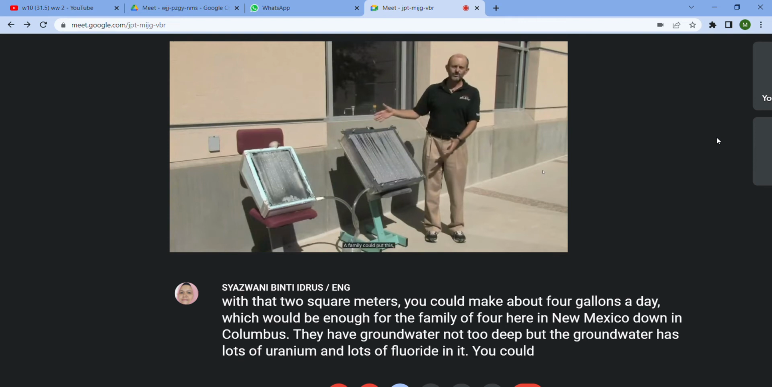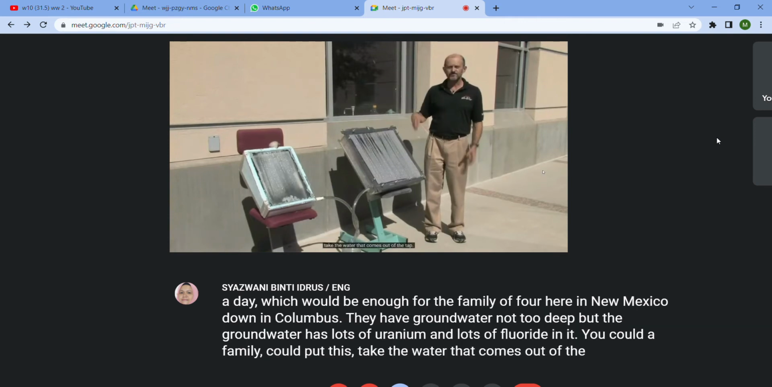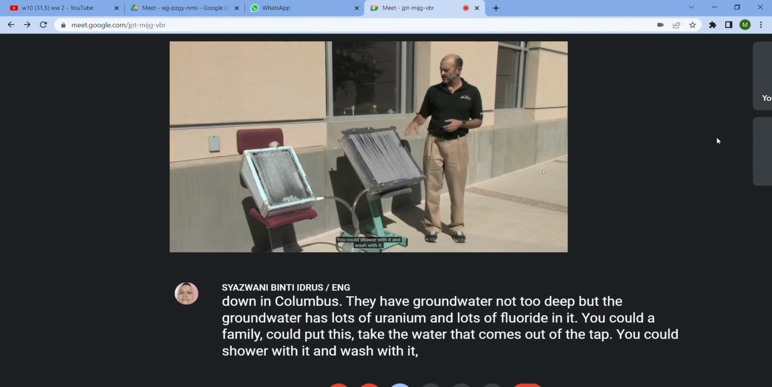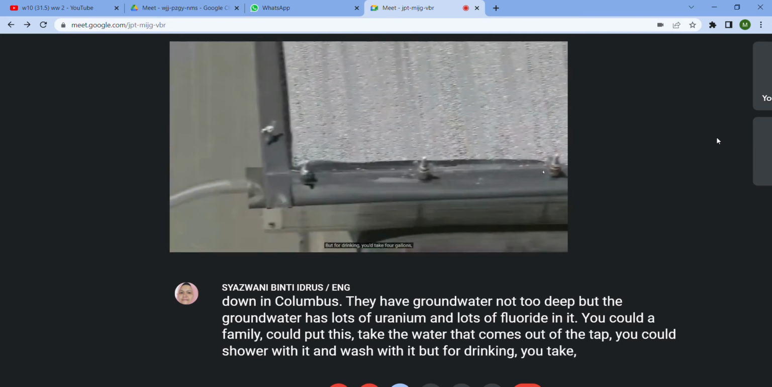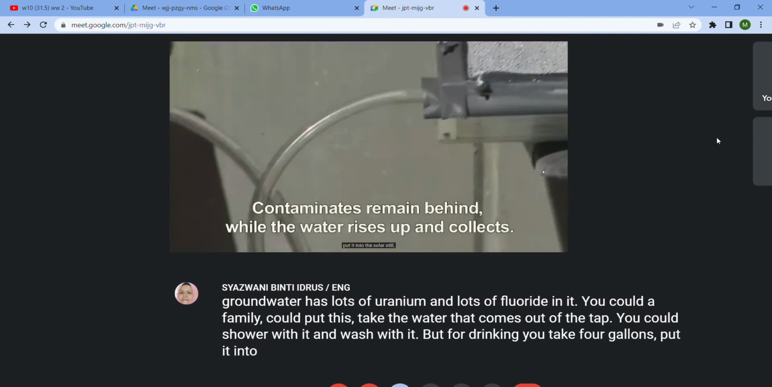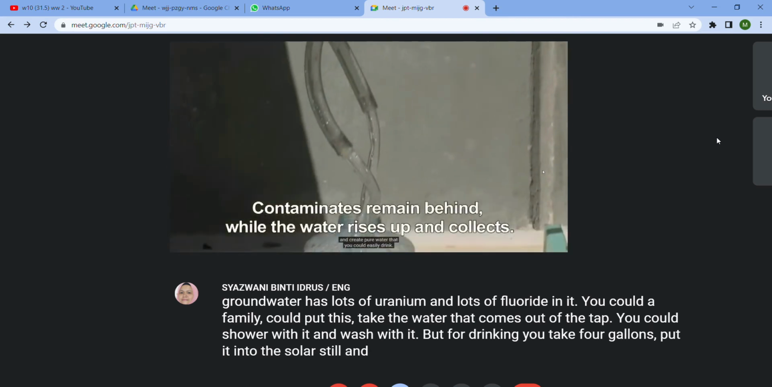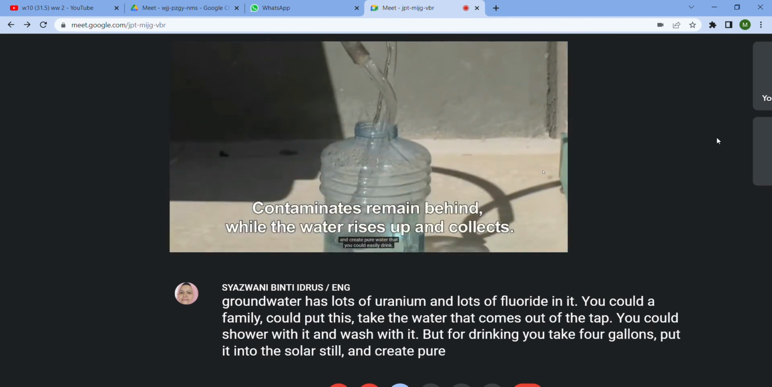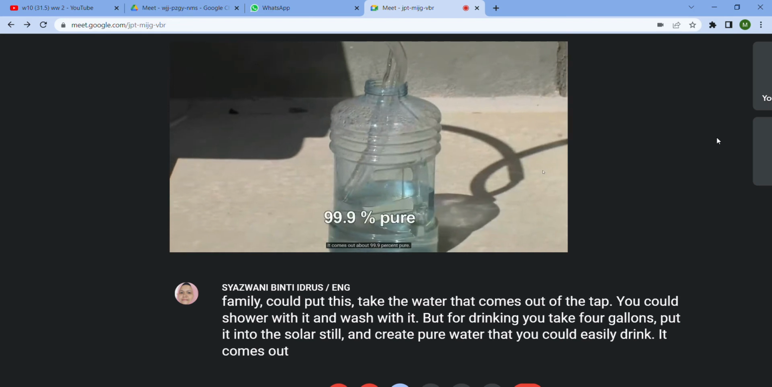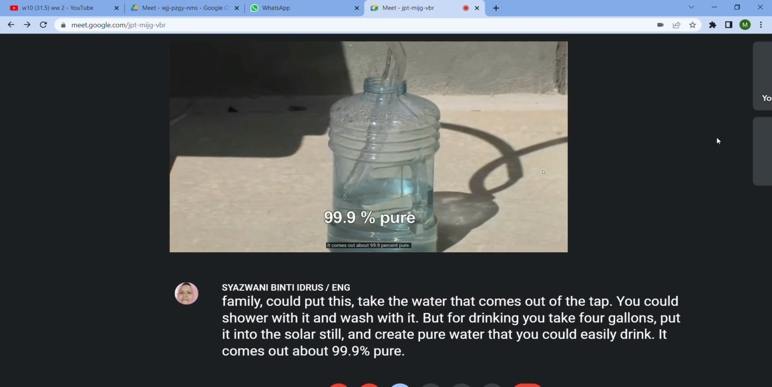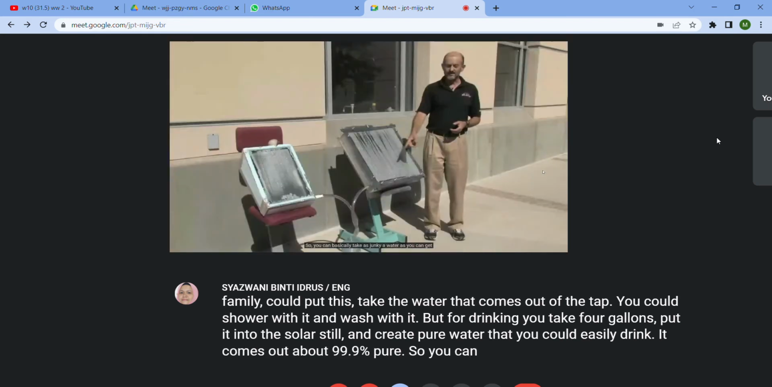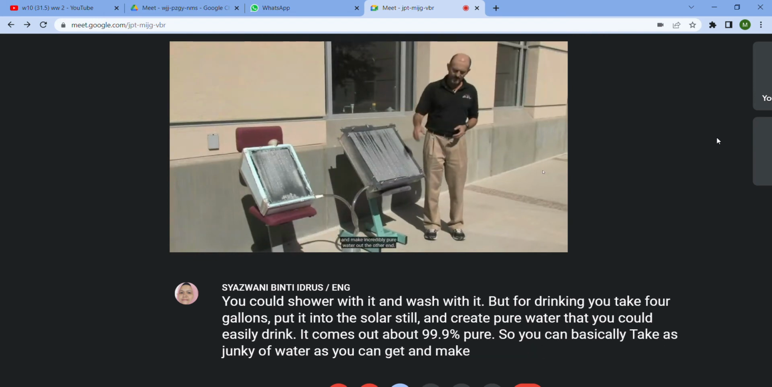A family could take the water that comes out of the tap, you could shower with it and wash with it, but for drinking, you'd take 4 gallons, put it into the solar still, and create pure water that you could easily drink. It comes out about 99.9% pure. So you can basically take as junky a water as you can get and make incredibly pure water out the other end.